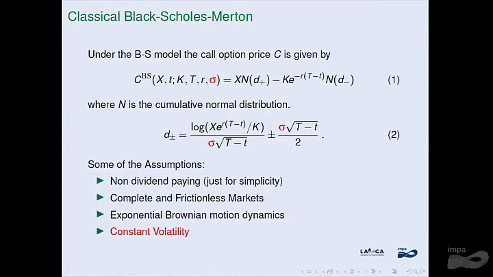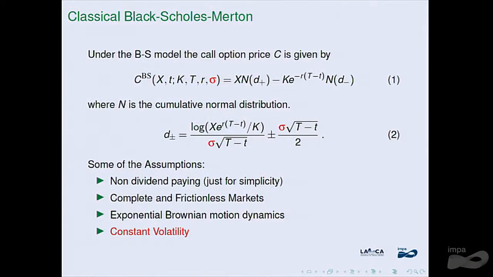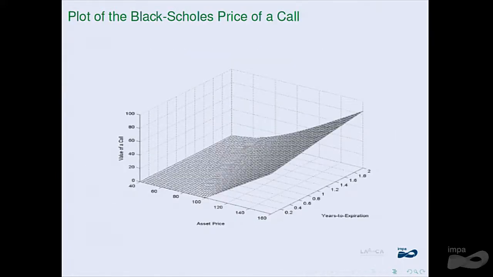However, there are lots of assumptions here. Non-dividend paying, but that's just for simplicity. You can easily change that and get the correct thing for continuous dividend. If it's paying dividends in more complicated ways, of course, these things can get as complicated as you wish. There is the assumption that the market is complete, frictionless, and so on. And there is the assumption that we are undergoing the exponential Brownian motion dynamics. And there is the most, let's say, severe assumption, in my opinion, which is assuming that the volatility is constant. And it turns out, of course, that this is not the case.